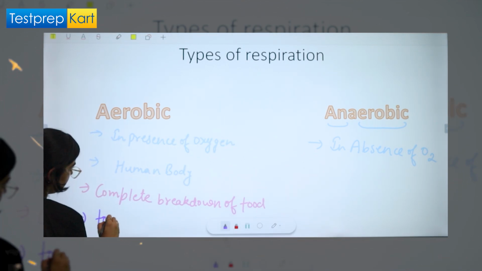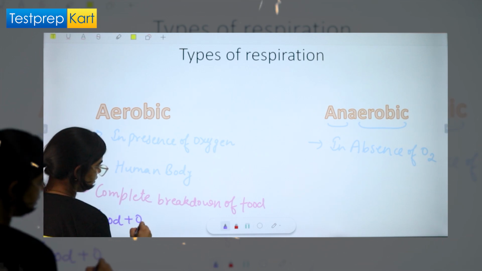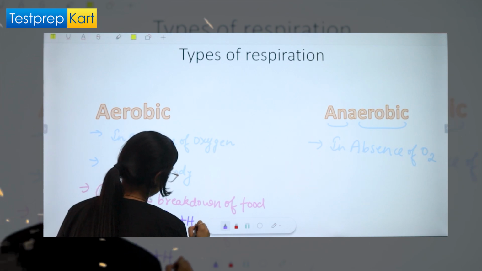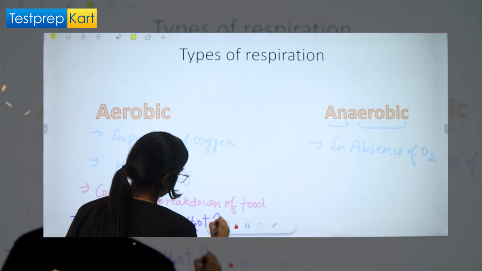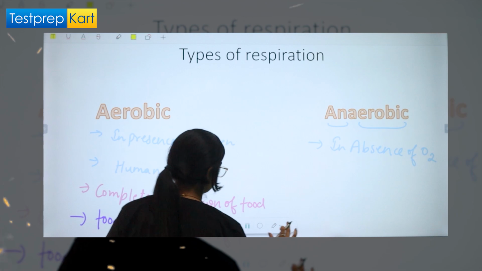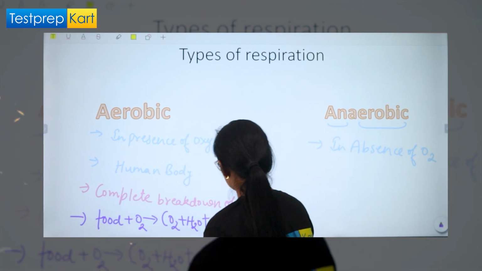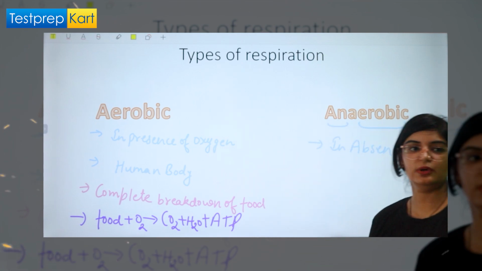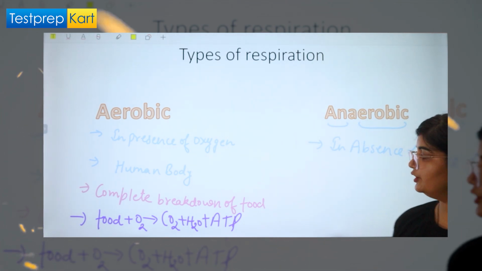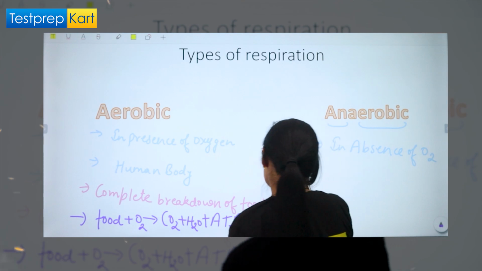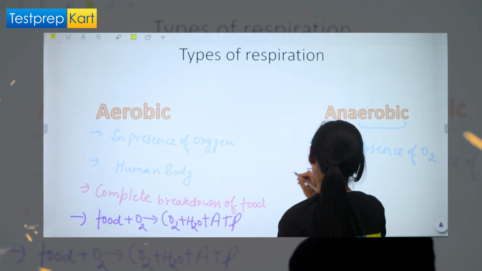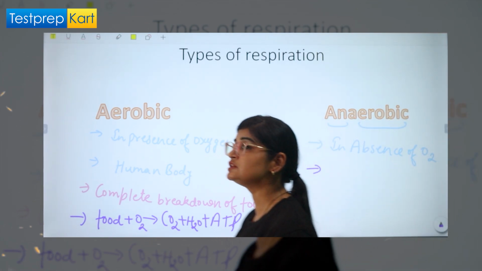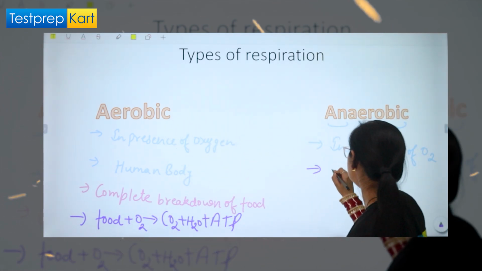So food in presence of complete oxygen will break down into carbon dioxide, water, and ATP. Right? So during aerobic respiration, the food is completely broken down, and then results in release of energy.